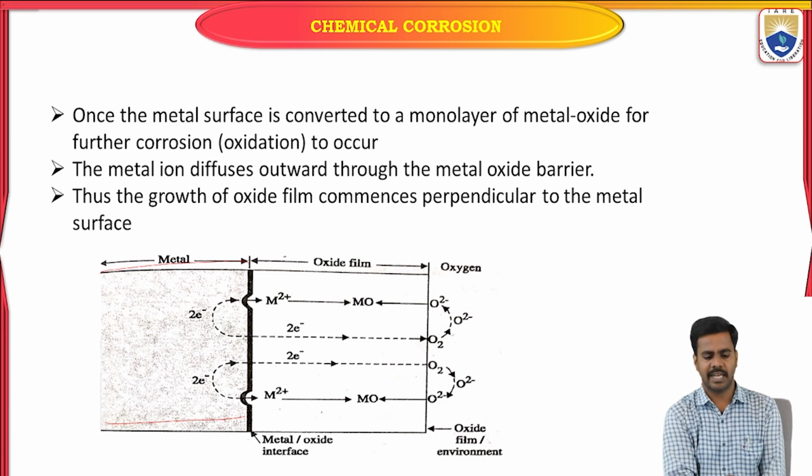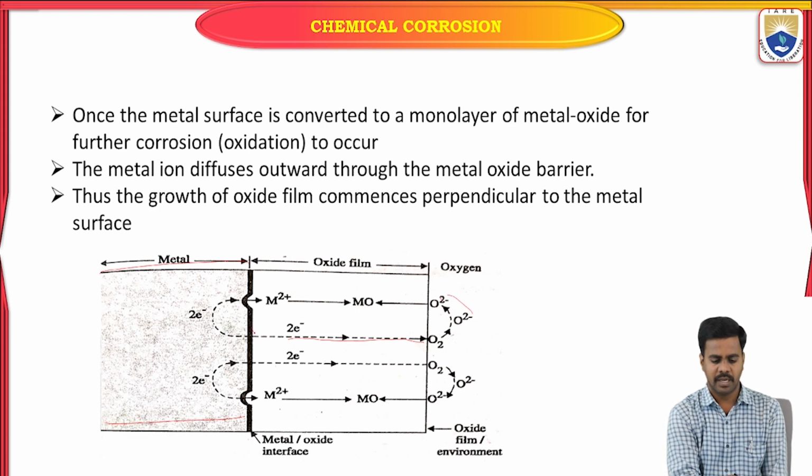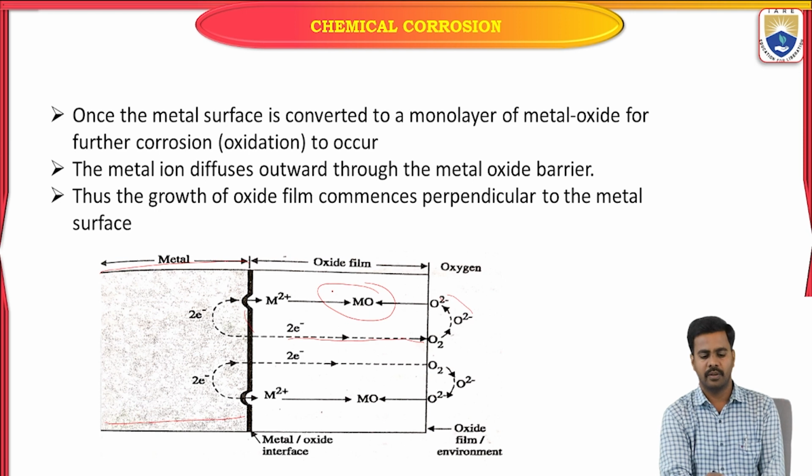Then in the second step, oxygen is converted into oxide ion. Oxygen which is present in the environment takes electrons due to the conversion of metal to metal ions. These two electrons are gained by oxygen, which is converted into oxide ion. So these oxide ions and metal ions join together to form a metal oxide layer.